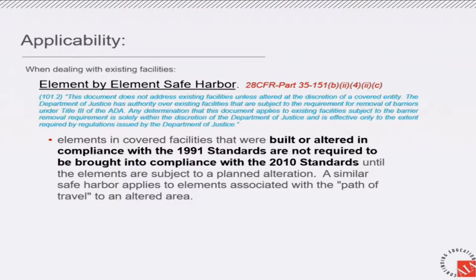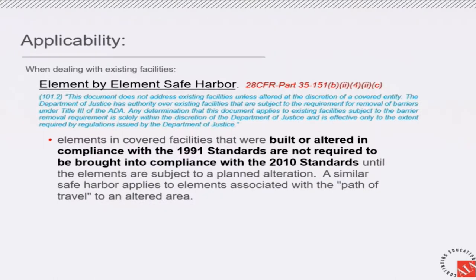The relevance of this to you is that when you're working on a project that is 1994, or 91 standards, the guidelines were 94. You don't have to bring them up to 2010 unless you're working on that particular part of the building. Anything you touch has to come up to 2010. But if you do find something that is not in compliance with the 91 standards, then you are required to bring them up to not the 91, but the 2010.